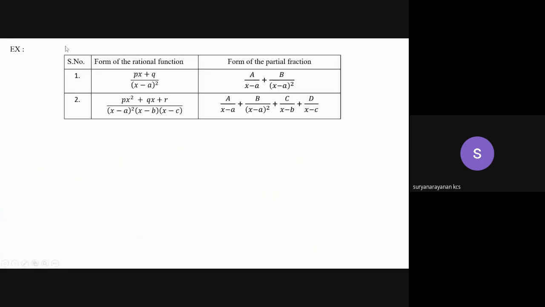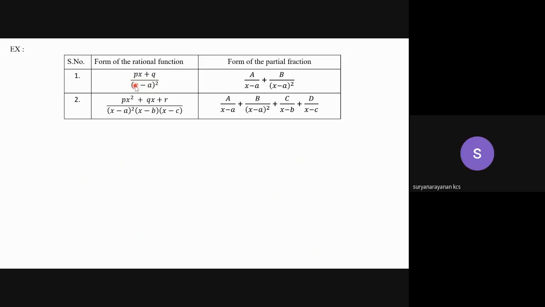Let us take an example. Observe this table. px plus q by x minus a whole square. Is it a proper rational function? Is this a proper rational function? Yes, sir. How is it a proper rational function? What is the degree of the numerator? 1, sir. Very good. What is the degree of the denominator? 2, sir.